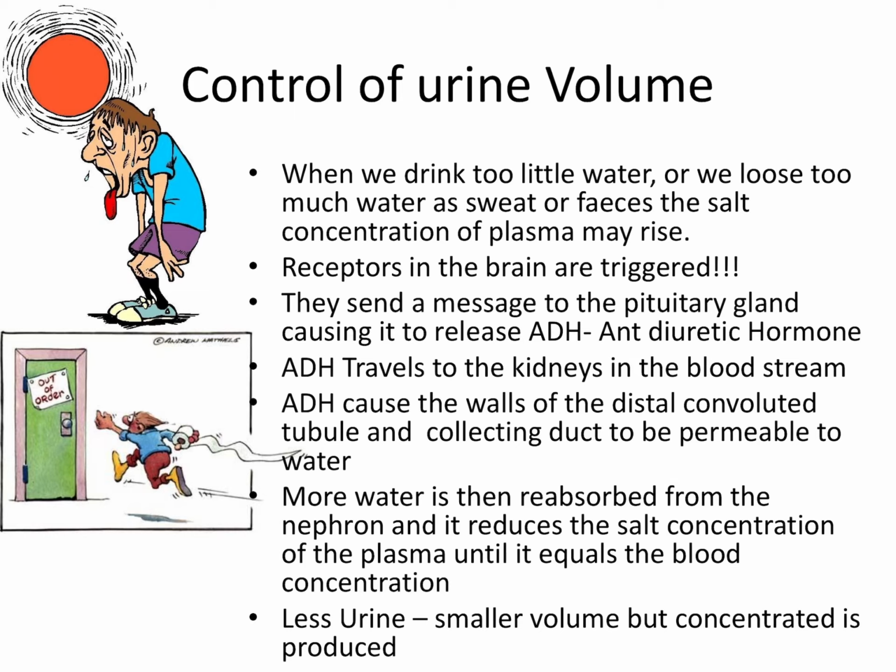going to happen is that the concentration of water in your blood will fall. Receptors in the brain are triggered. They send a message to your pituitary gland to release antidiuretic hormone. Now, let's be careful with that. Antidiuretic hormone is actually made in your hypothalamus, but it's stored in the pituitary. So it's made in the hypothalamus, stored in the pituitary. So it's released from the pituitary.